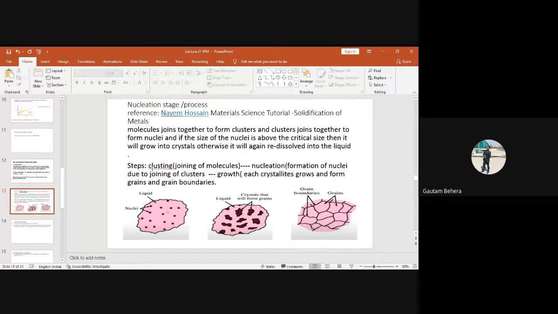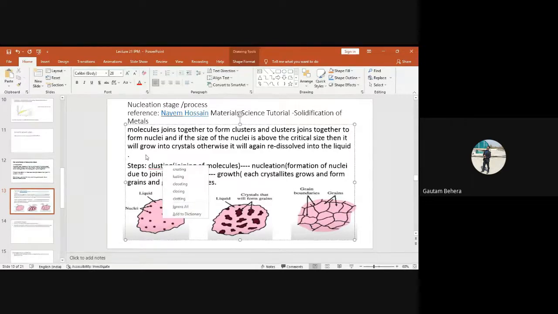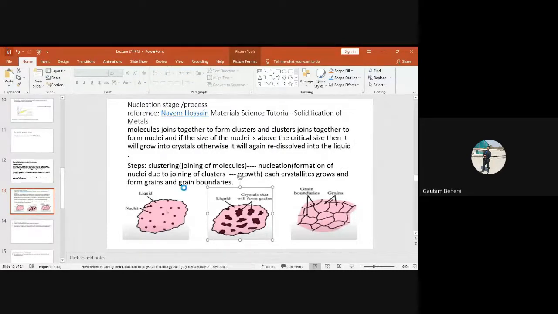So what are the steps? You can see, the first step is called clustering. What does clustering mean? Formation of clusters. How do they form? Joining of molecules. Initially we have a liquid. There are no solid particles, but when you are taking the liquid below the liquidus temperature or below the melting point, what happens? Undercooling will start. And due to this undercooling of the liquid, at random positions, clustering will happen. Clustering means joining of the molecules.